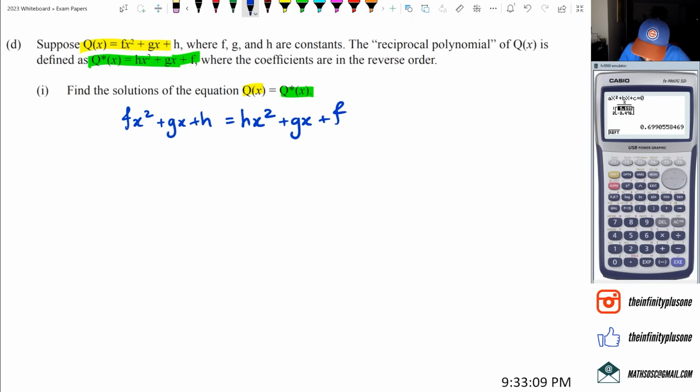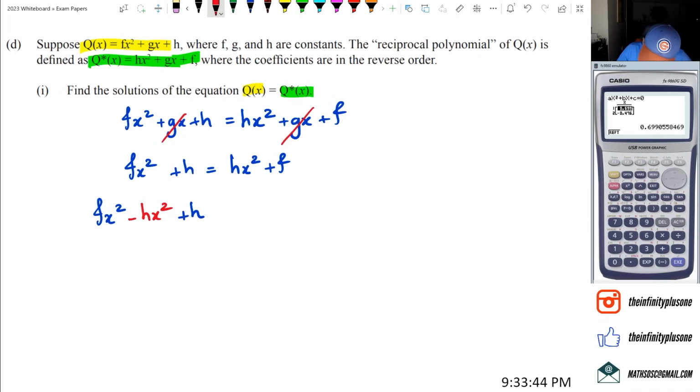The first thing is I'm going to get rid of the gx, because gx is on both sides, and they're positive, so they disappear. What I've got here is fx squared plus h equals hx squared plus f. Now I'm going to bring everything to one side to see if I can get this quadratic to work. So I've got fx squared minus hx squared plus h minus f, and all of this is equal to 0.